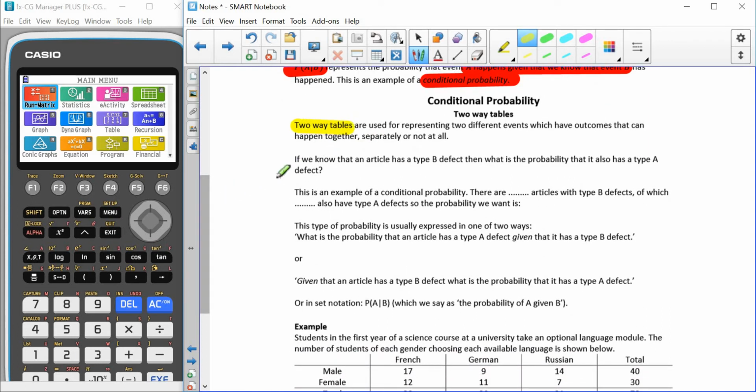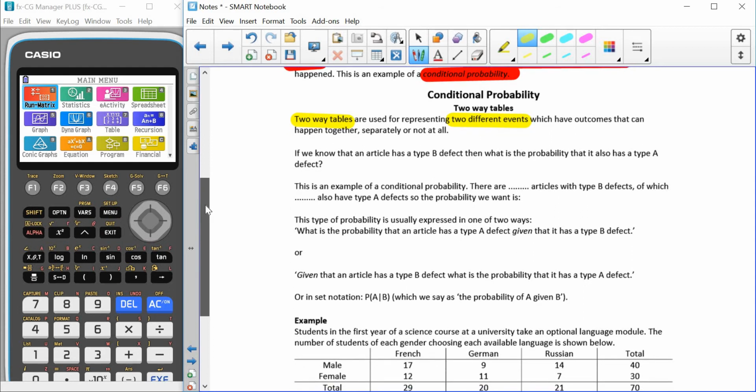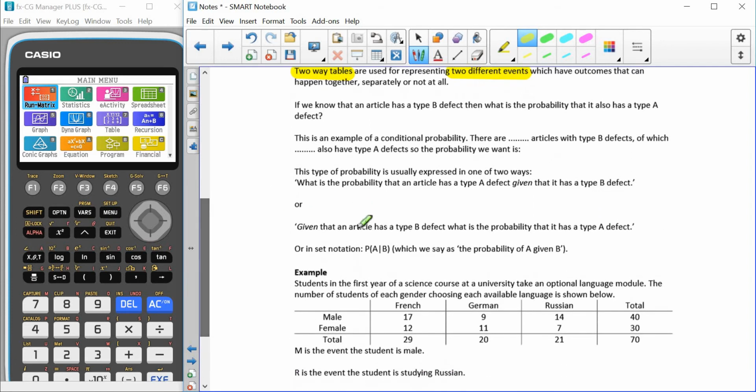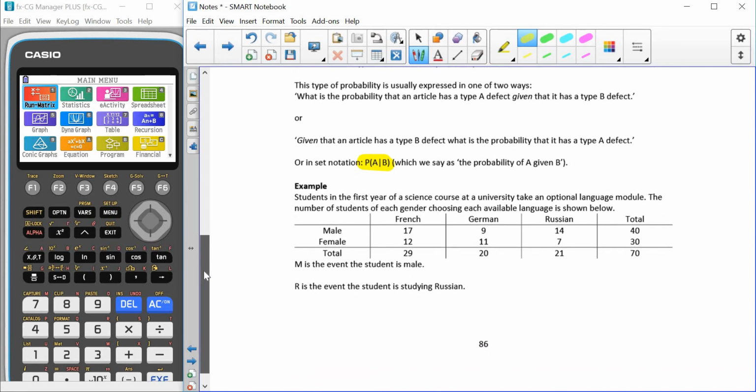So a two-way table, you should have seen these at GCSE, and they're a way to represent two different events which outcomes can happen together, separately, or not at all. If we know that an article has a type B defect and we want the probability that it also has a type A defect, then this is an example of a conditional probability. So there are articles with type B defects, of which so many of them will have a type A defect. So this probability is usually expressed in one of two ways. What is the probability that an article has a type A defect, given that it has a type B defect, or written the other way around, given that the article has a type B defect, what's the probability that it has a type A defect? But both of those are meaning this here, which we were just talking about, the conditional probability. So we're going to have a look through some questions using two-way tables.